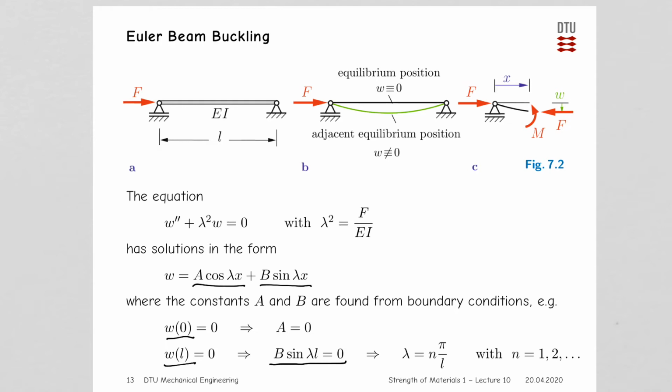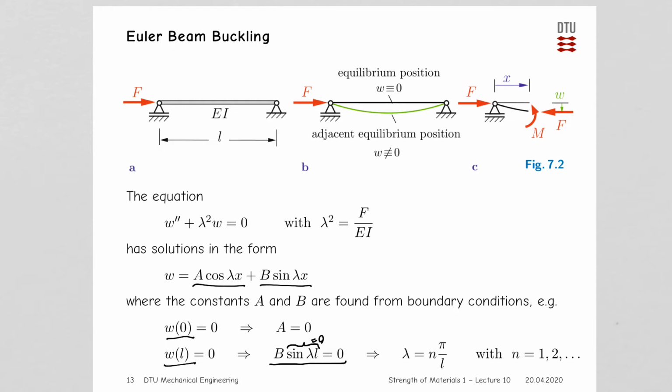So, of course, there are two possibilities here. Either B could be equal to 0, and then we're back to the trivial solution. Then we're back to the straight beam position, which, as we saw for the previous example, is also a solution here. Well, but there is another solution, right? Because we can also have that sine of lambda times L equal to 0. So this will characterize the non-trivial buckle solution. So how do we solve that?